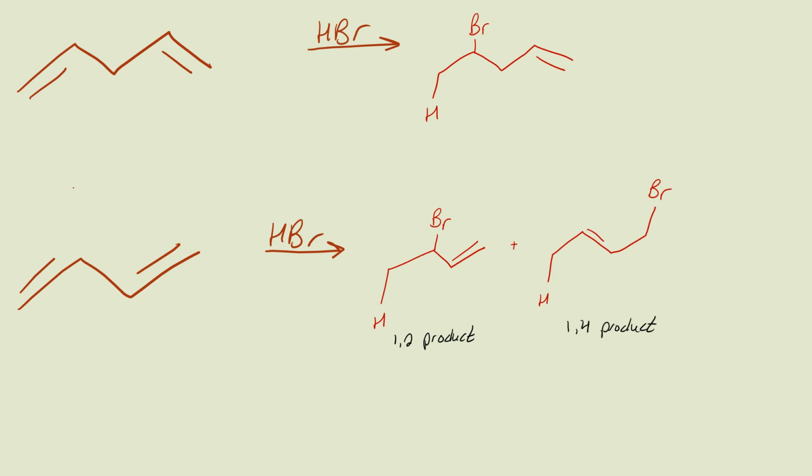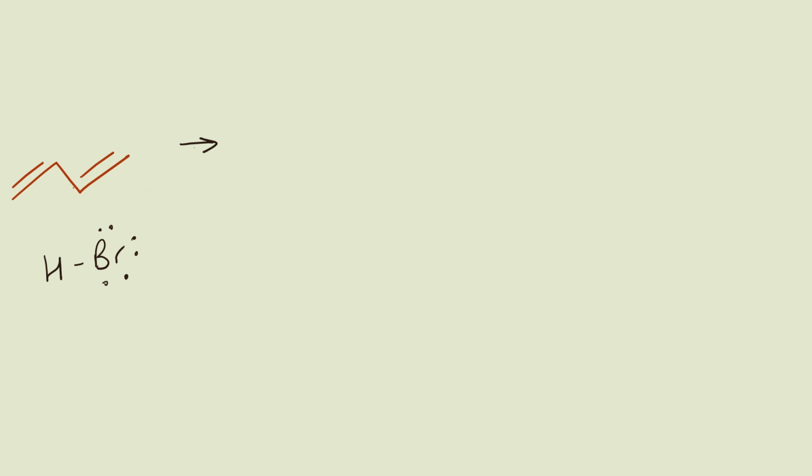Let's take a look at the mechanism to understand this a little better. In both products, this carbon attacks the H, which makes the electrons in this bond go to the bromine. This makes a resonance stabilized allylic carbocation. This negative bromine is going to attack the cation.